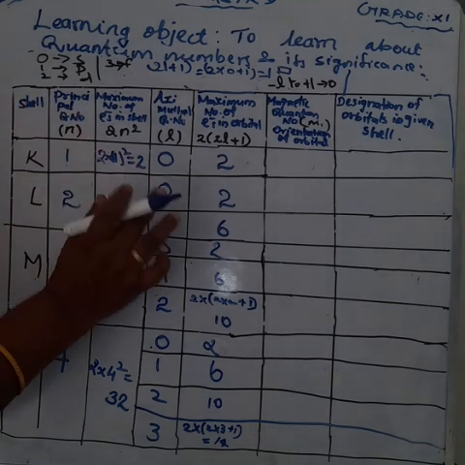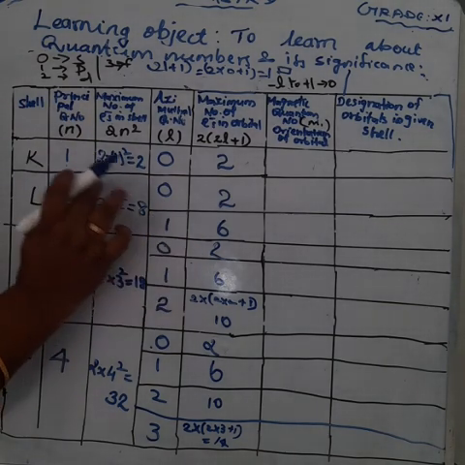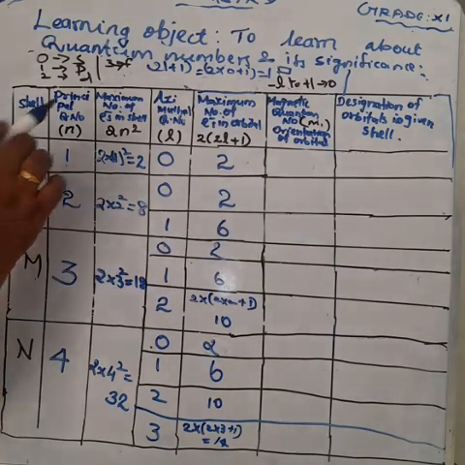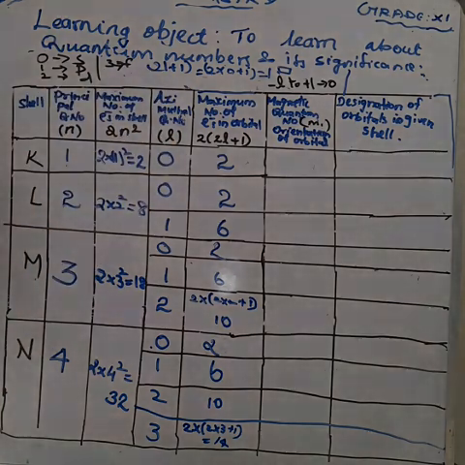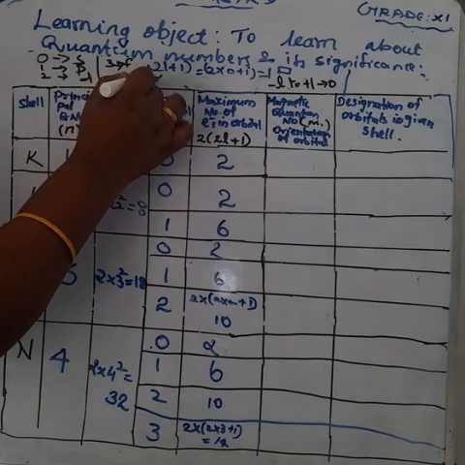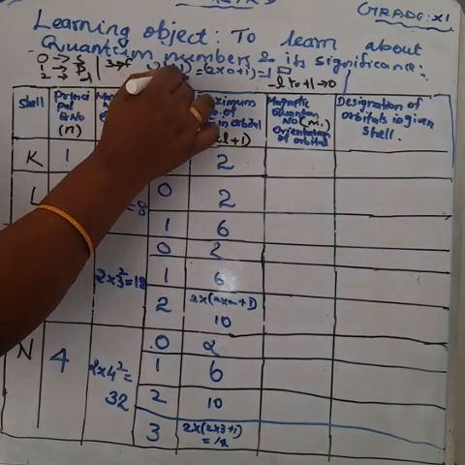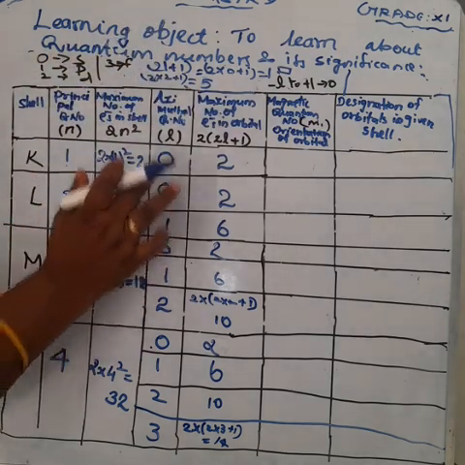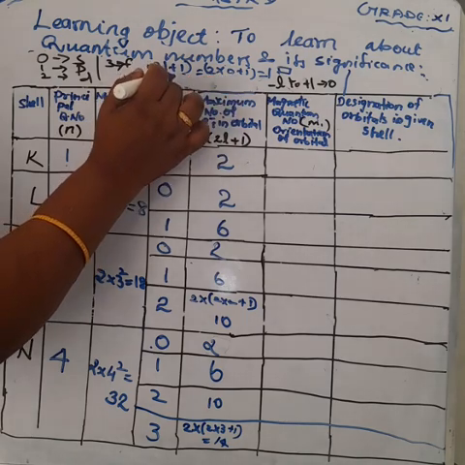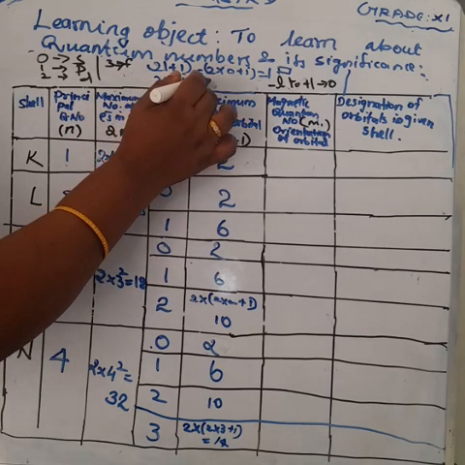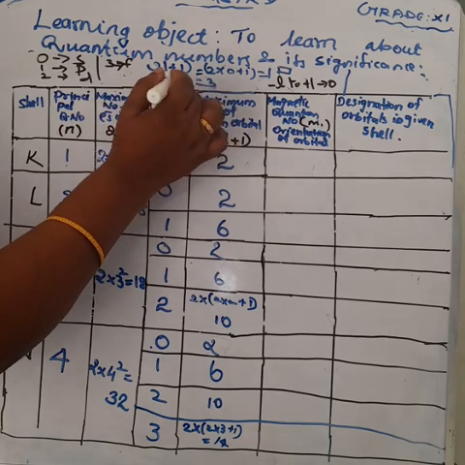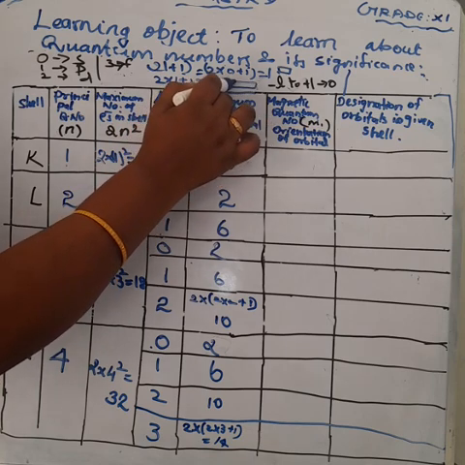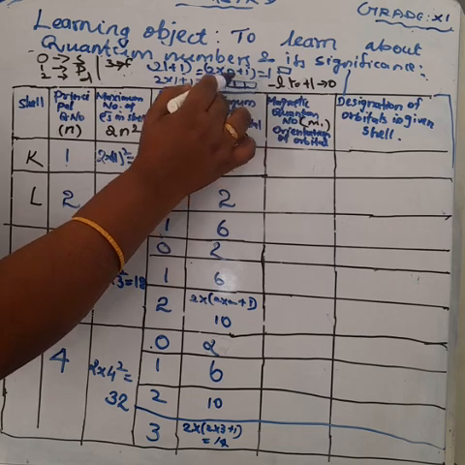And when l is equal to 2, that means 2 into 2 plus 1, totally 5 orbitals. Now l is equal to 1, which means 2 into 1 plus 1 is equal to 3. So l equal to 1 means the p orbital. How many orbitals are there in the p subshell? 3 orbitals are there.